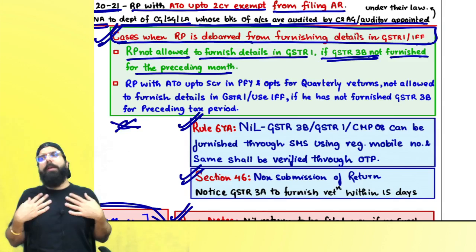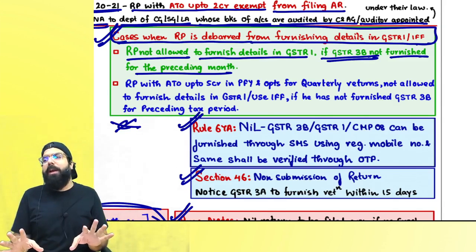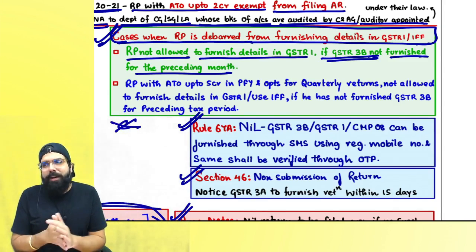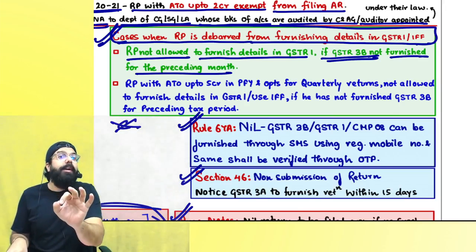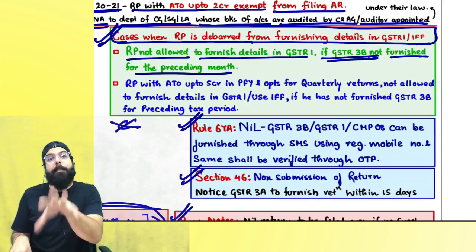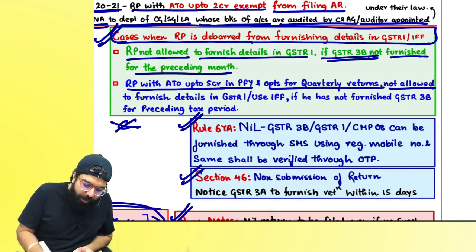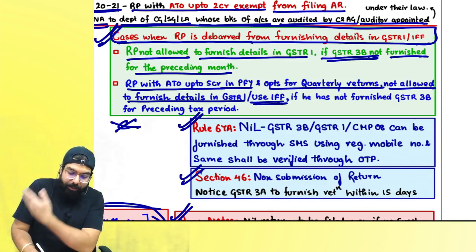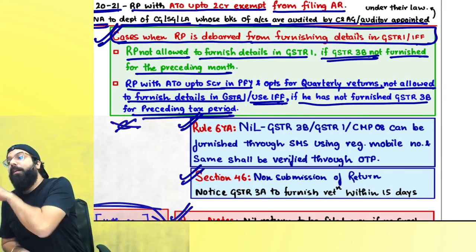If I am filing my returns monthly and last month's GSTR 3B is not filed, this month I will not be allowed to file GSTR 1, meaning I will not be able to pass on the credit. Government is telling, you think you are smart, we are very smart. Then government told, if you are a person under QRMP scheme, whose turnover is up to 5 crore in the preceding financial year and you have opted for quarterly return, you will not be allowed to furnish GSTR 1 or use invoice furnishing facility if you have not furnished GSTR 3B for the preceding tax period, meaning the preceding quarter.